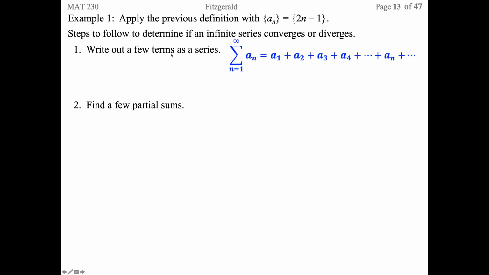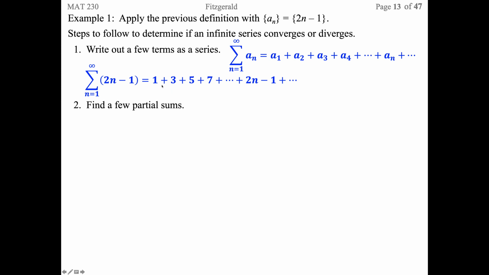Write out a few terms of your sequence. So there's my definition, and using this sequence function, turning it into a summation. N is equal to 1, 2 times 1 minus 1 is 1. Well, it's linear, so I'm going to count by 2s: 1, 3, 5, 7, add those together, 2n minus 1, and so on and so forth out to infinity.